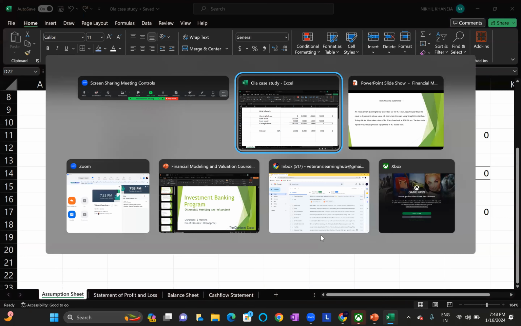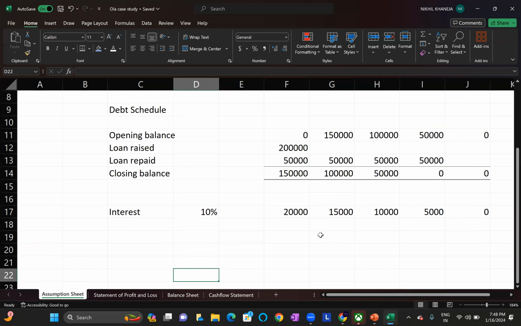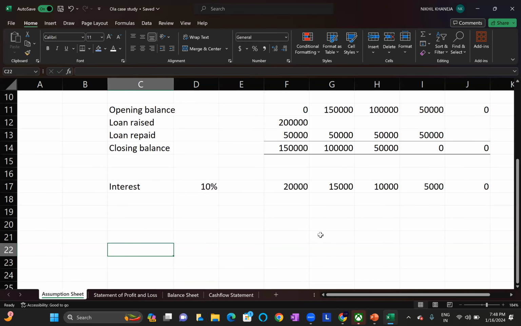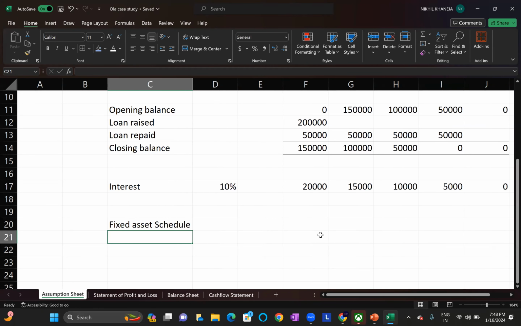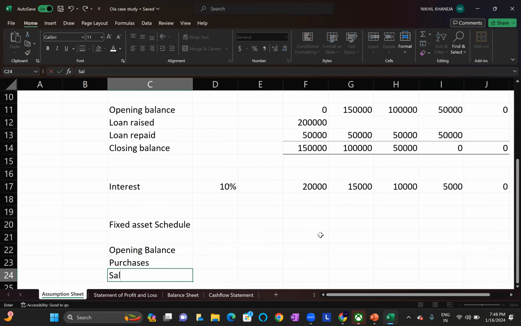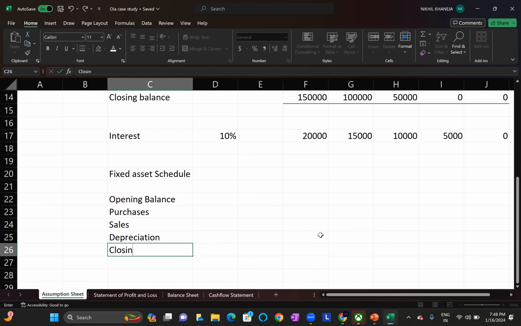Now, as he has purchased a new Ola taxi car for rupees 5 lakh, I need to prepare here one more thing, which is called fixed asset schedule. To stretch the length, Alt O C A. Opening balance, purchases, sales, depreciation, closing balance.